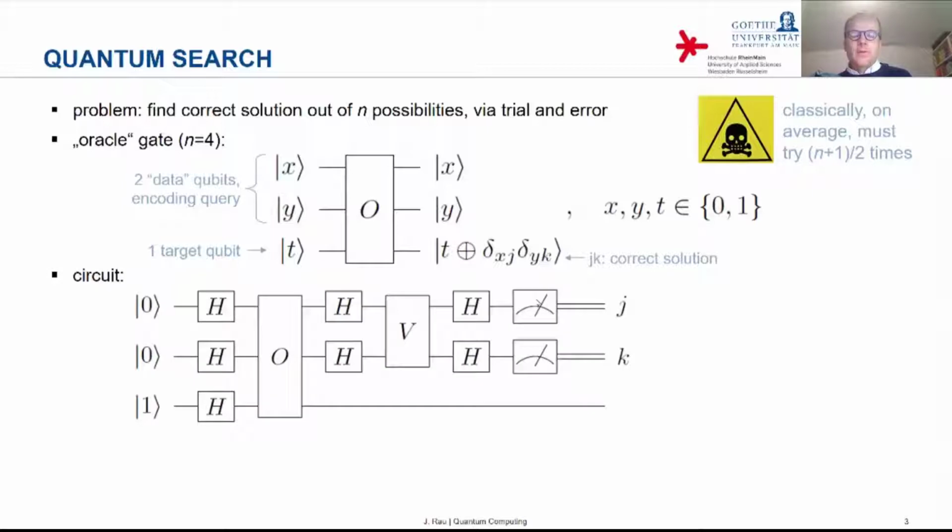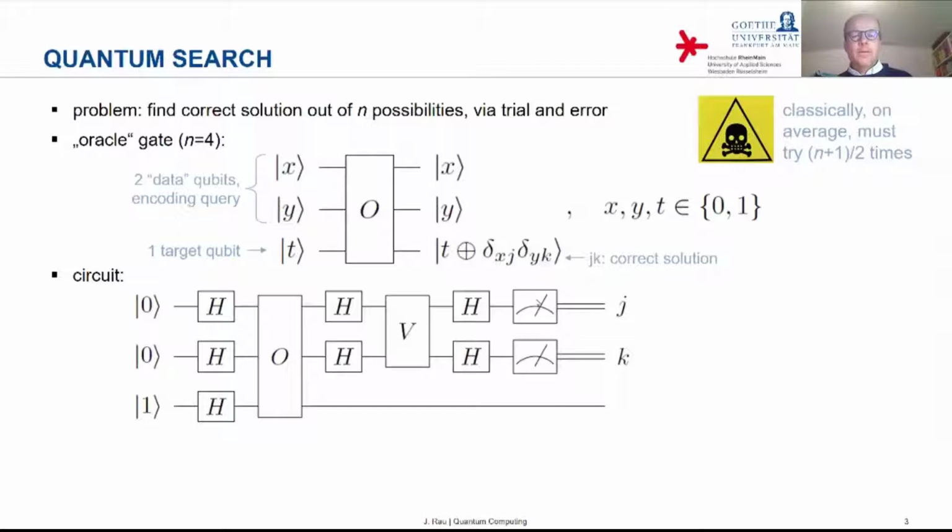So this is our way of checking via an oracle whether a proposed solution is the correct one. And now the quantum circuit that searches for the correct solution looks as follows. I give you immediately the full circuit, and then we will check step by step whether it does what I promise.